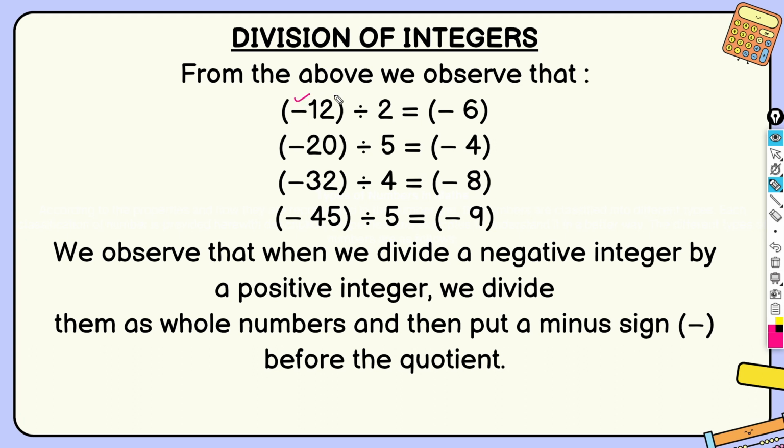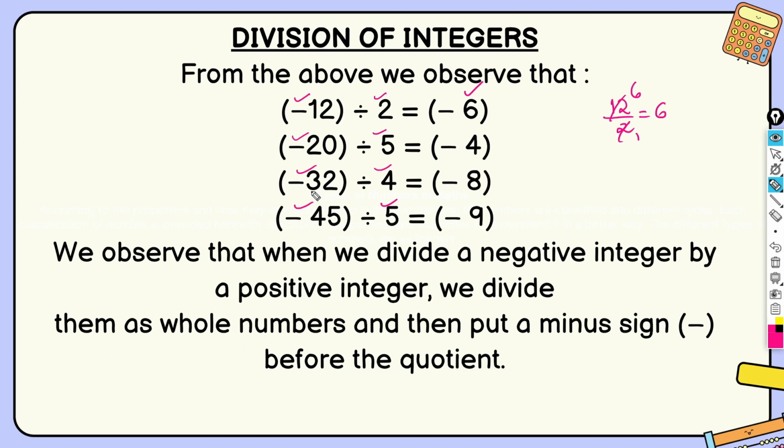Here this is minus, this is plus. That means when we divide a negative integer by a positive integer, let's see what the result will be. Generally 12 by 2 is equal to 6, since 2 sixes are 12. But since there are two different signs, minus and plus, 6 takes the minus sign. Similarly, 20 by 5 is 4, and here there are two different signs, minus and plus, so this becomes minus.